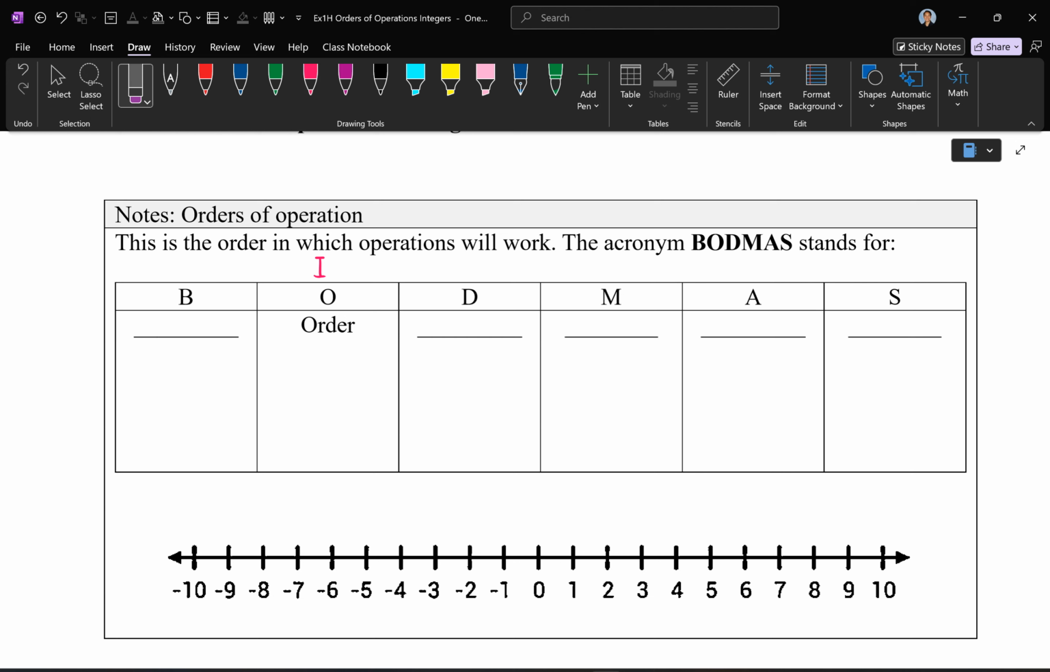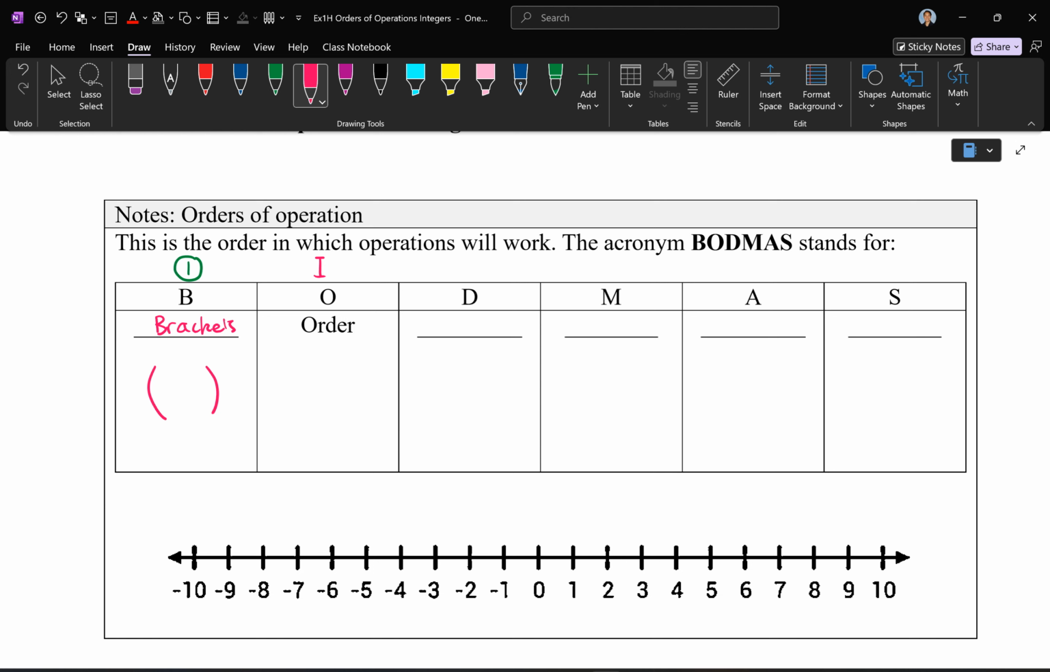But let's remember, what does B stand for? Can I please have Tom? Brackets. Fill it in. So we're going to write brackets. And then I want you to draw the symbol to remind you. So we've got brackets we're going to do first. Okay, this is the first thing you're going to do. Then O, which stands for order.